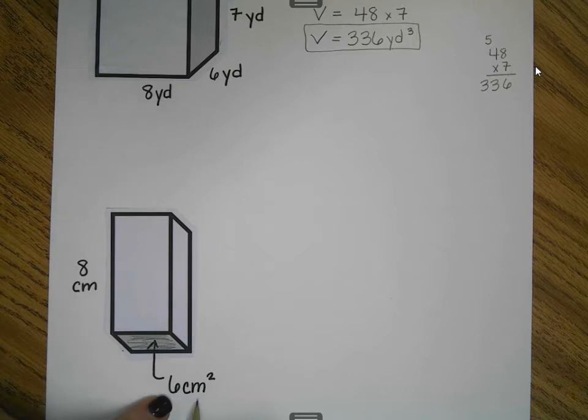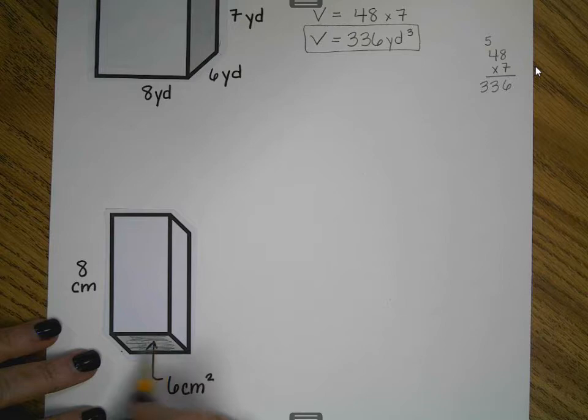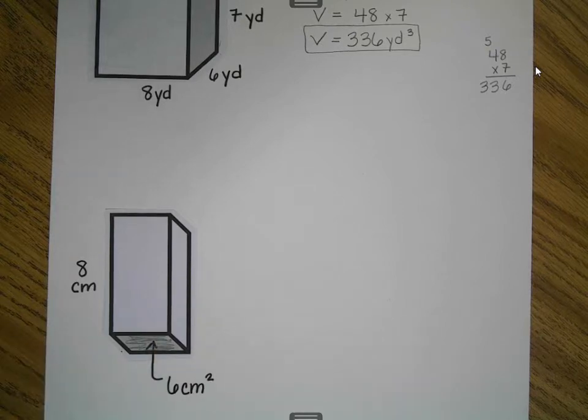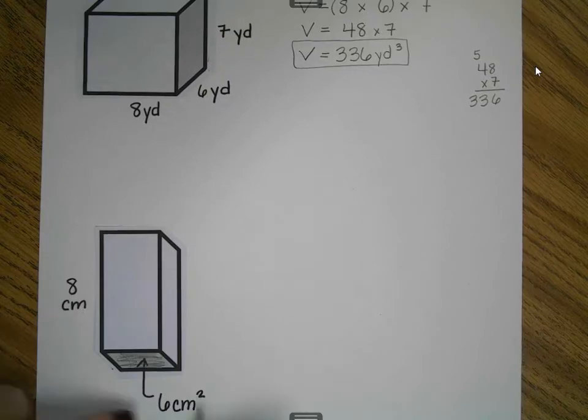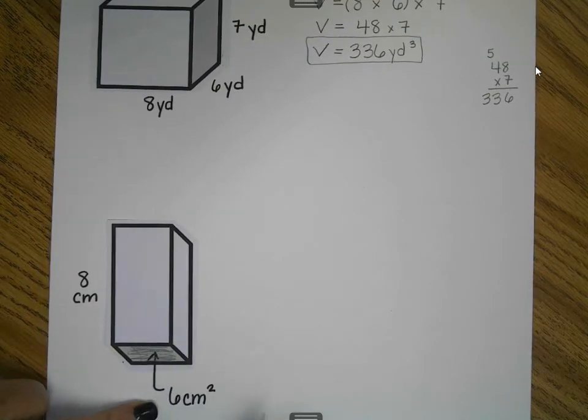But somebody has already multiplied 2 of the side measurements. If you think about area, length times width gives you the area, and it's the number of squares that fit in that 2-dimensional face. So somebody's already figured it out. So I don't need to worry about that.